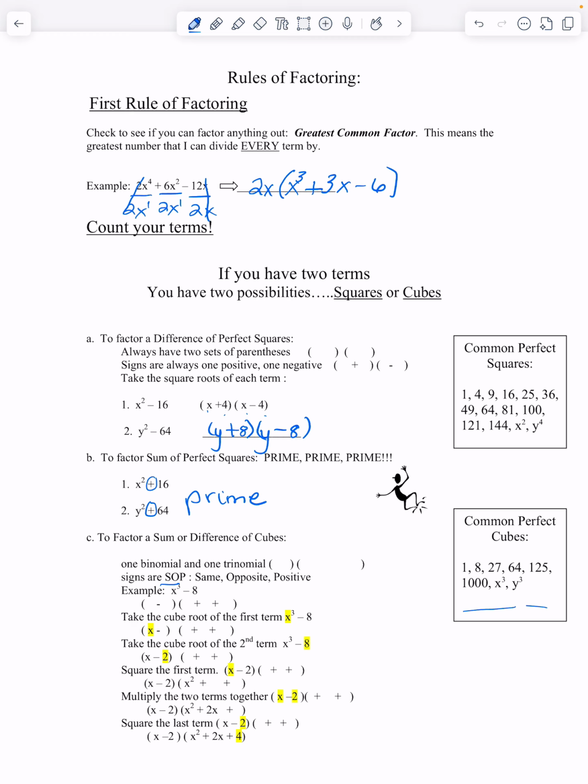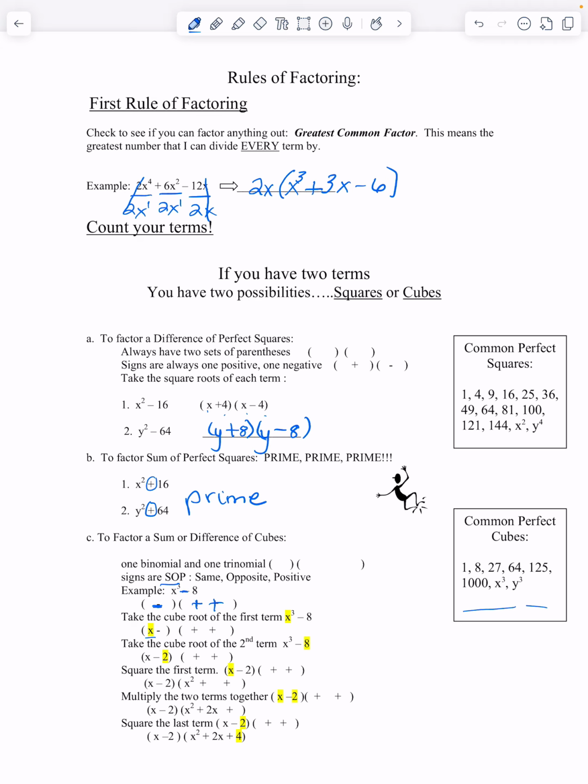x cubed minus 8. I'm going to start off with my parentheses, the same sign that I have, so it's minus. Same, opposite of that, positive. So you'll see the third term is always positive. Same, opposite, positive. So here's the pattern that is always true of cubes.